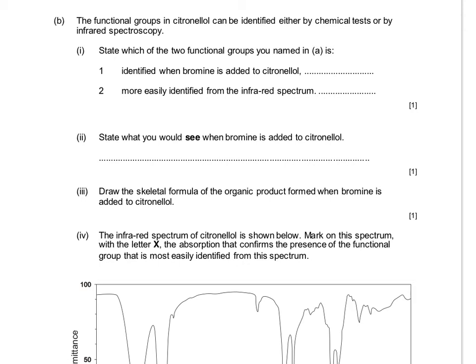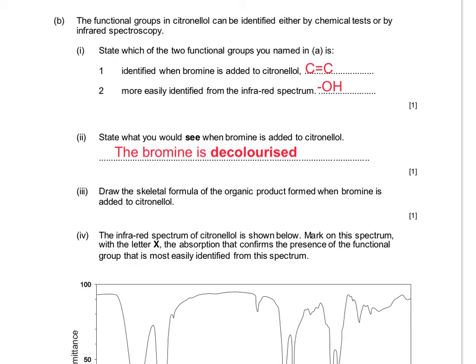It says state which of the two functional groups you named in A is identified when bromine is added to citronellol. Now it's bromine, so bromine undergoes electrophilic addition across the C double bond. So that's what we put in. And the one that's more easily identified from the infrared spectrum is the OH group. So in terms of what you'd see, I'd suggest that you'd say the bromine is decolorized.